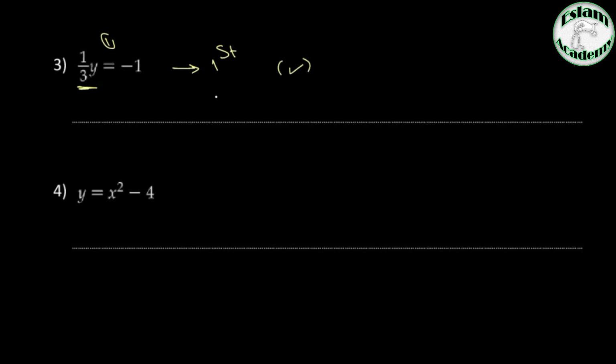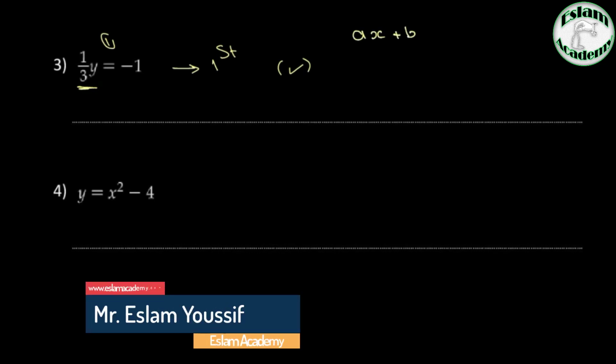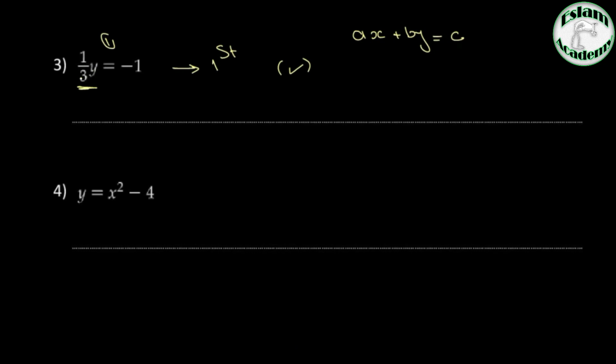To write it in standard form, as we said, it's written in the form ax plus by equals c, and a, b, and c must be integer numbers with a common factor equal to 1. So we need to remove the denominator, which is 3, by multiplying the whole equation by 3. Then 1 over 3 times 3 equals 1, so it will be 1y equals negative 1 times 3, which equals negative 3.